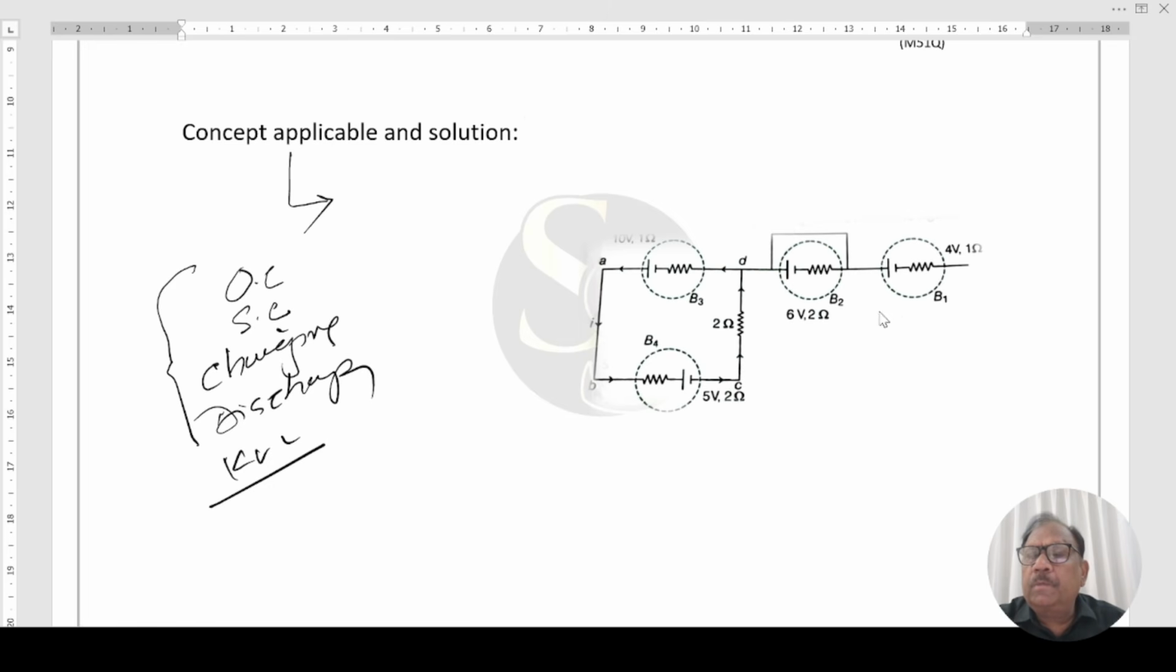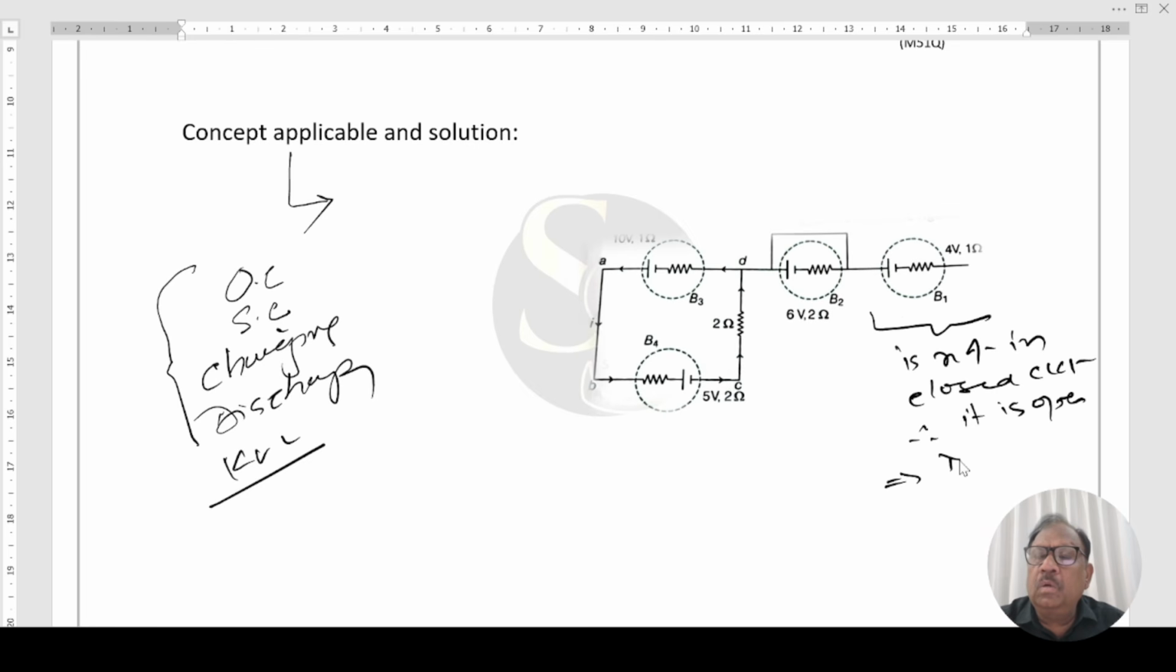Now in this case, B1 is not in a closed circuit. Therefore, it is open. It is open, means no current is flowing through it. Therefore, V equal to E. That is 4.